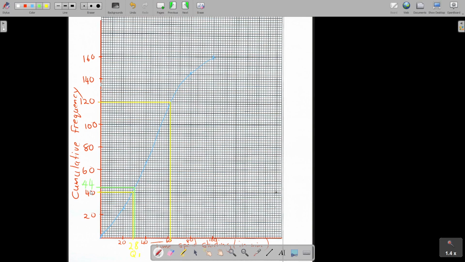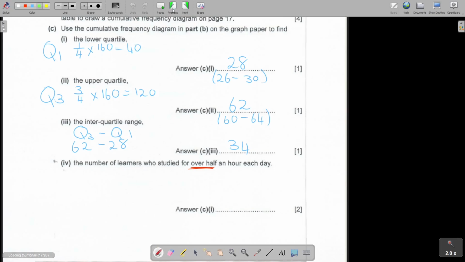44. Okay, 44. But that's not the answer. That's 44 students who were a little bit lazy. Most of them were not so lazy. So to get that answer, I take the total minus the 44 that were lazy.